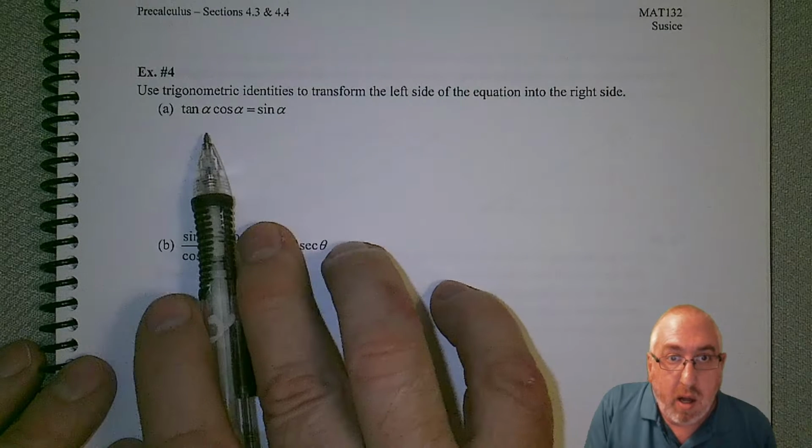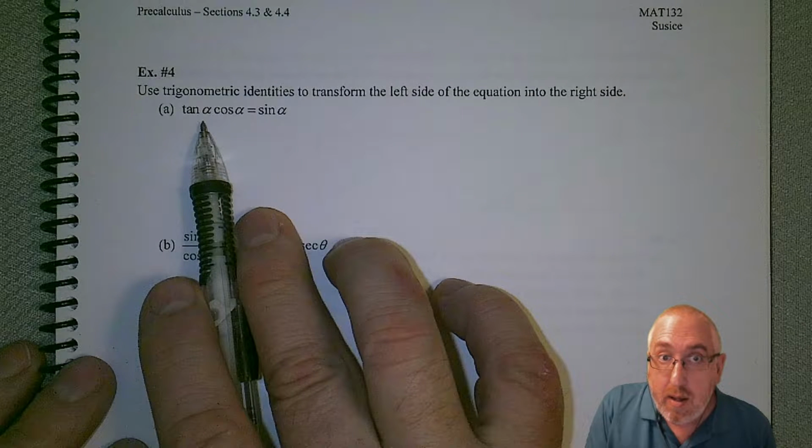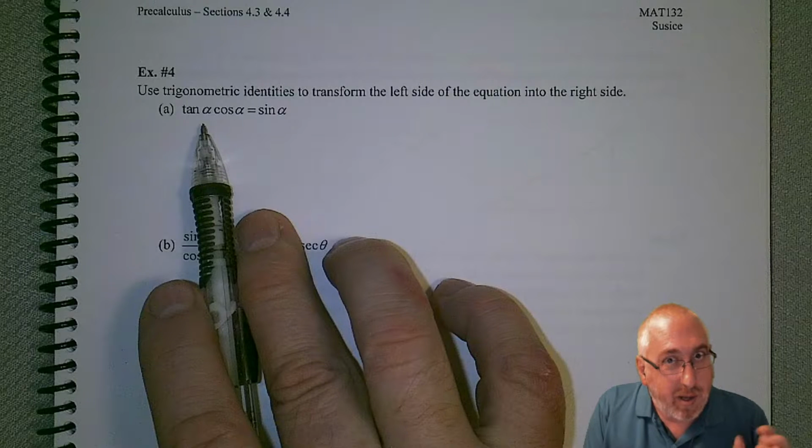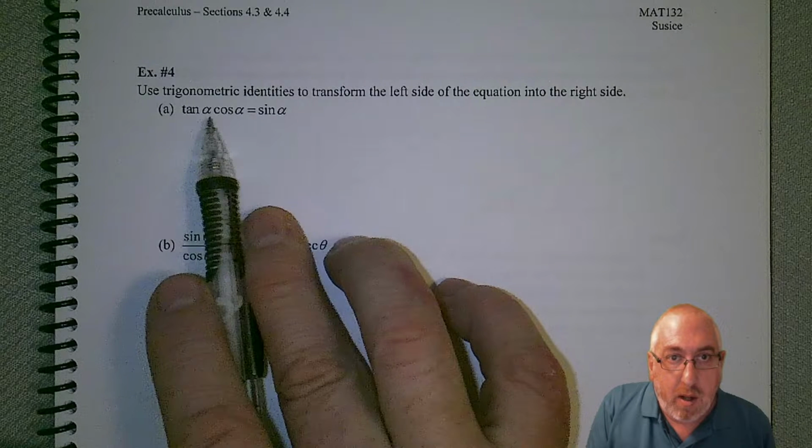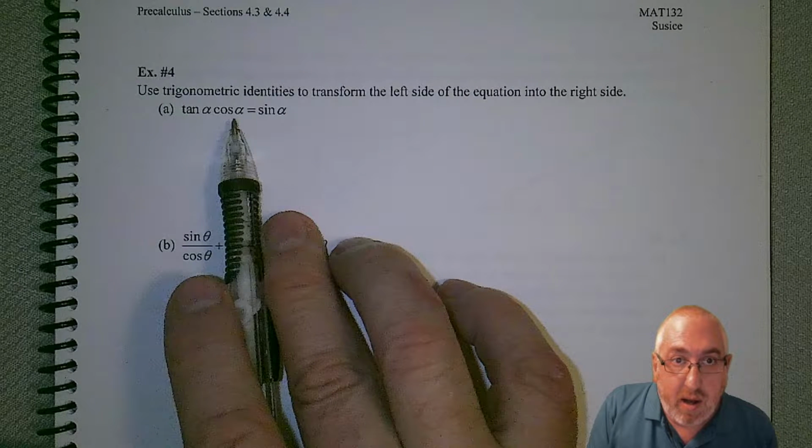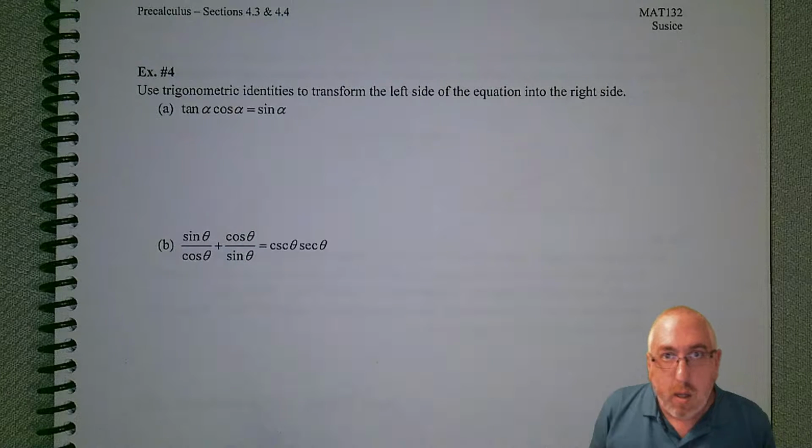So we have the tangent of alpha. So we're going to use a different angle. Sometimes they use other Greek letters. So tangent of alpha times the cosine of alpha equals the sine of alpha.